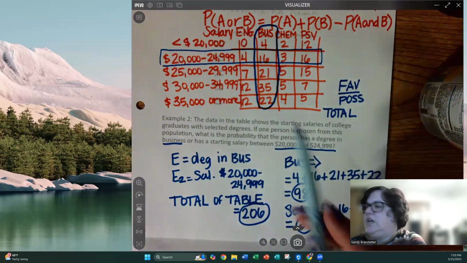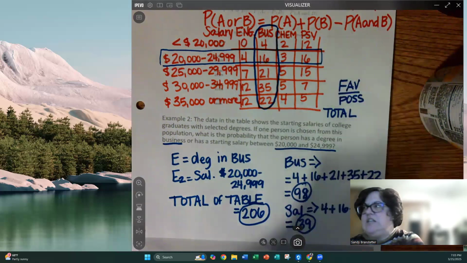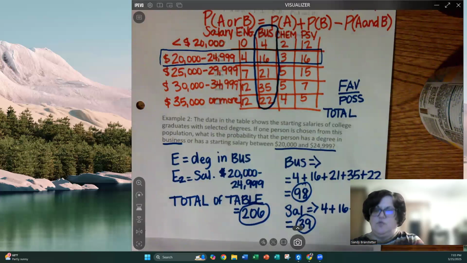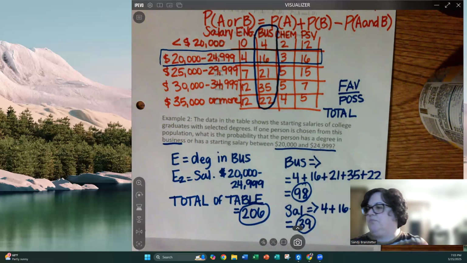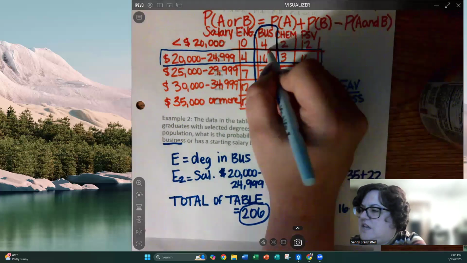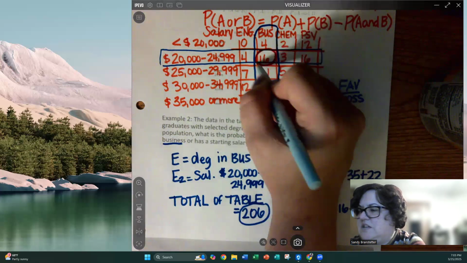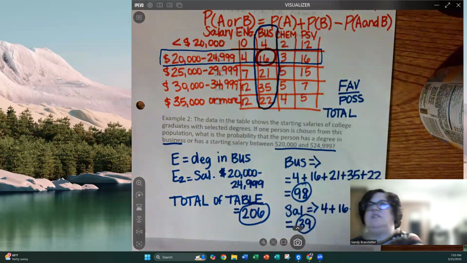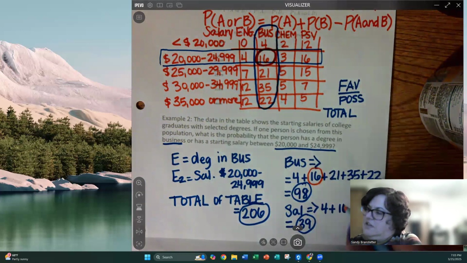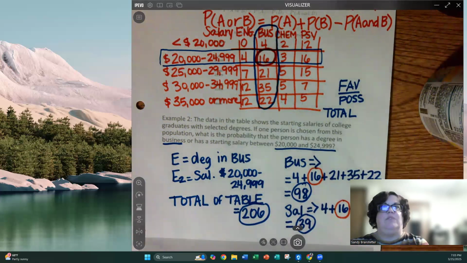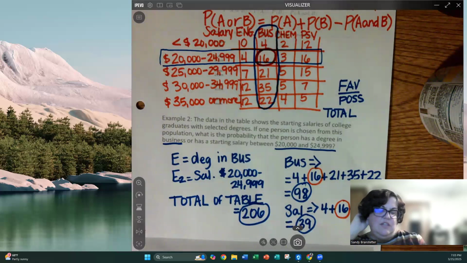Okay. Now looking at the table, it's fairly easy to see what gets counted twice. So which number is in both the row and the column? Hopefully you see that that is this number 16. We counted it in both. It is here when I added up the business, and it is here when I added up the salary. So when we talk about the overlap or something that's counted twice, that's what I'm referring to.